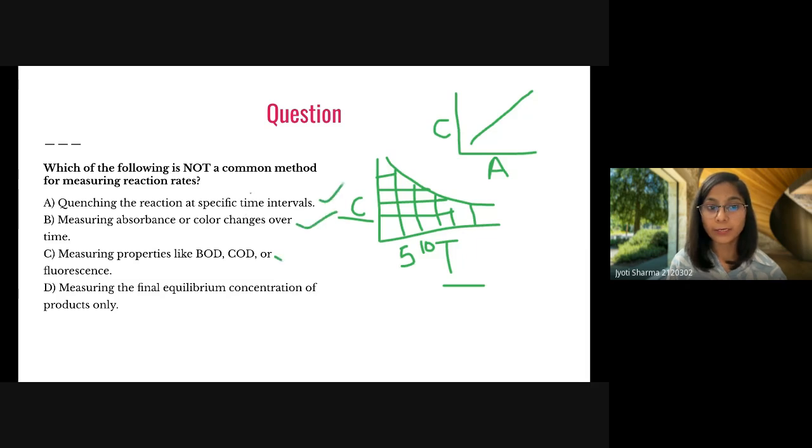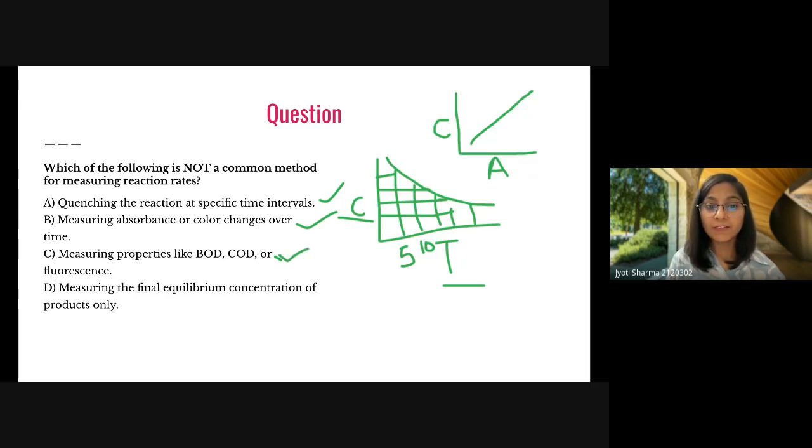Then measuring properties like BOD, COD, or fluorescence. This is like how, with time, oxygen is being utilized by the microorganism, or by some chemical. So how this oxygen is being consumed or oxidized or utilized. This is again a method by which we can measure the reaction rate. So this is also the correct form.